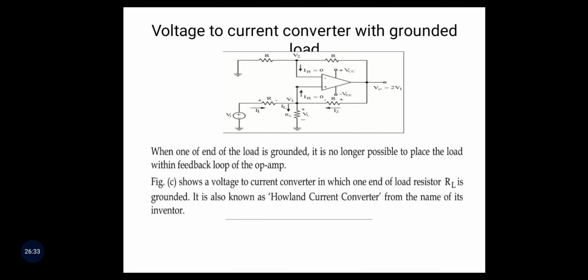The circuit diagram shows the voltage to current converter with the grounded load. It is a voltage to current converter in which one end of the load resistor RL is grounded. It is also known as the Howland current converter.